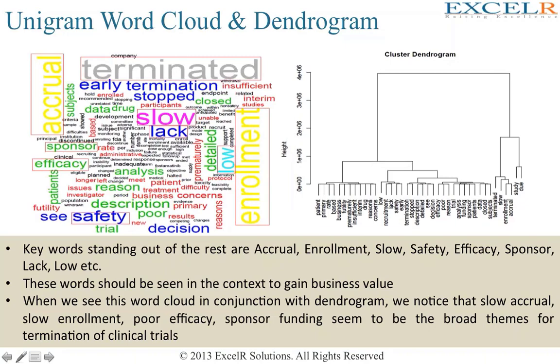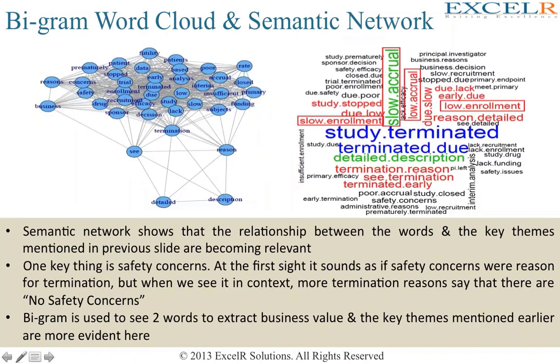Now, what I've done is I've tried to do a bigram. A bigram is doing a word cloud with two words, not with one word. And now it really makes sense. Slow accrual has been used together the maximum number of times, slow enrollment, low enrollment, low accrual, right? If you see here, we have another thing called safety concerns. These are the words which are catching the attention of our analysis.